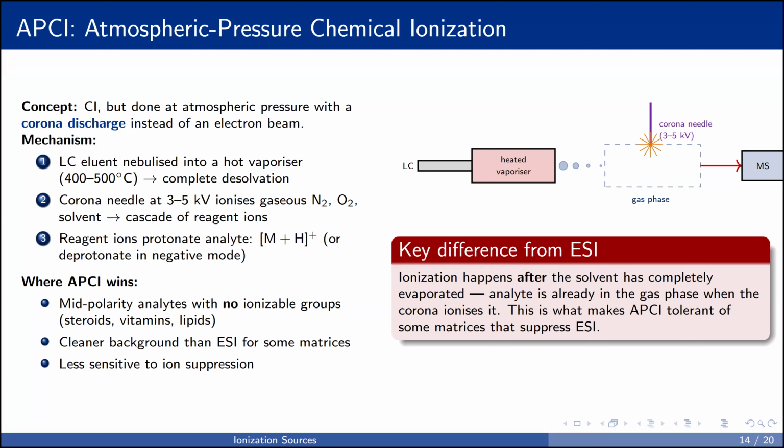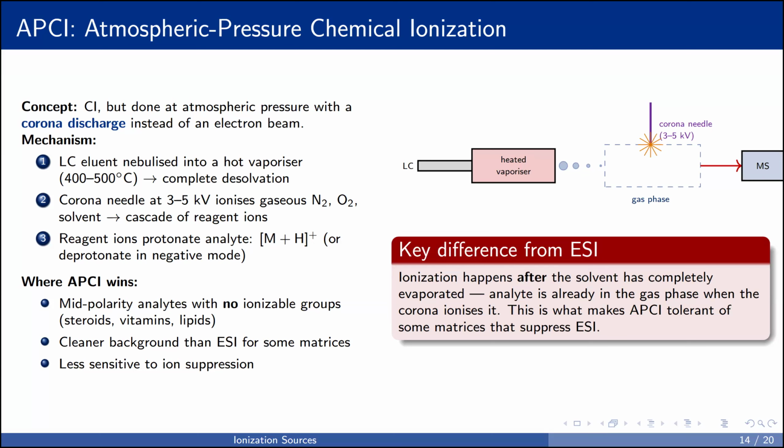ESI is better for polar, ionic, and very labile analytes, things that would decompose if you heated them to 500 degrees. APCI is better for moderately polar analytes that don't have any ionizable groups. Steroids are a classic example, as are some vitamins and lipids. These compounds don't protonate well in the droplet environment of ESI because they don't have basic sites, but they do protonate well in the gas phase chemistry of APCI.